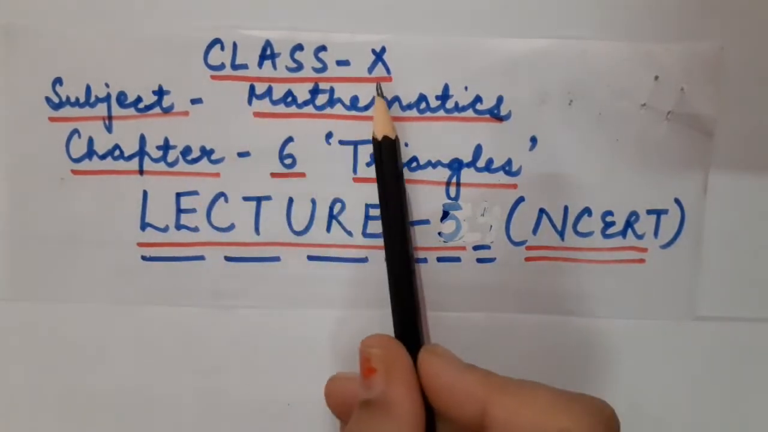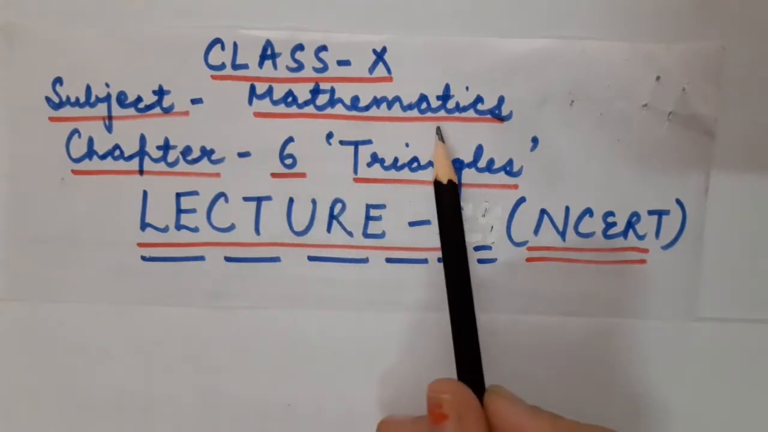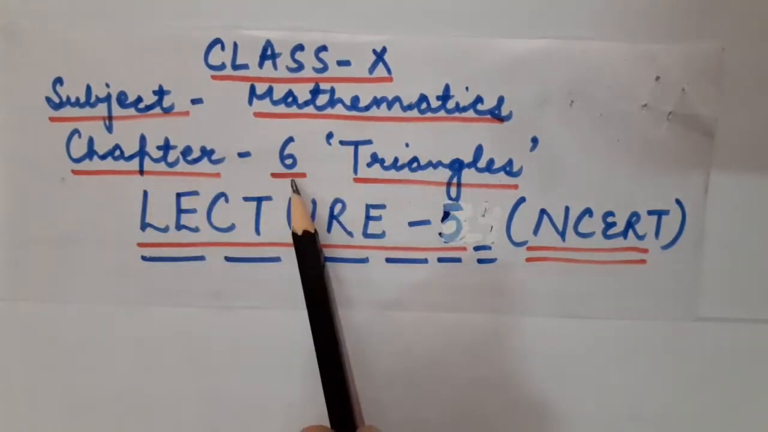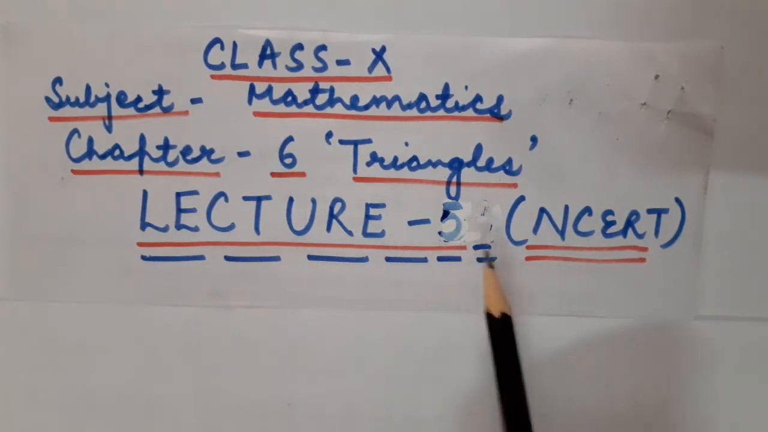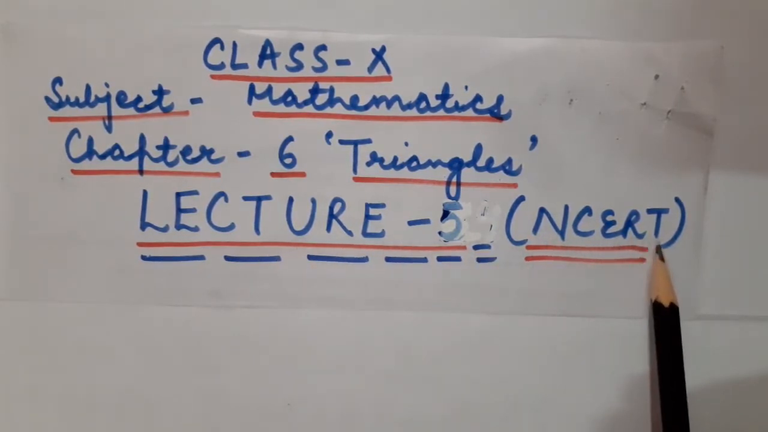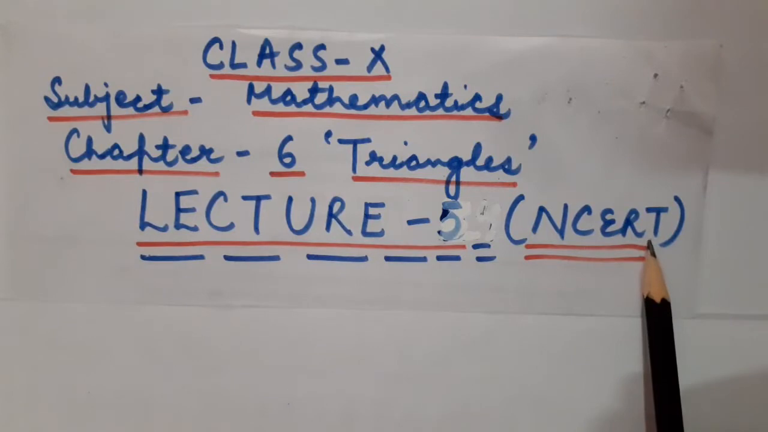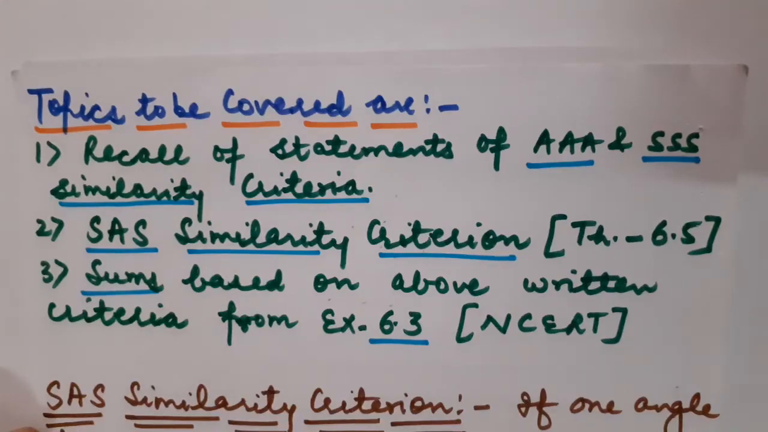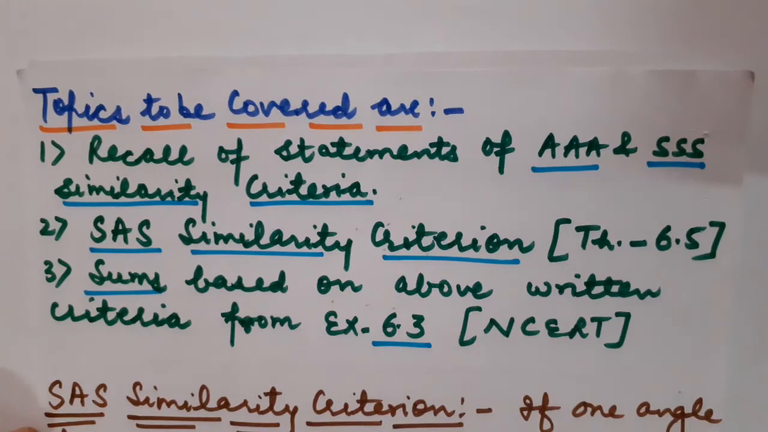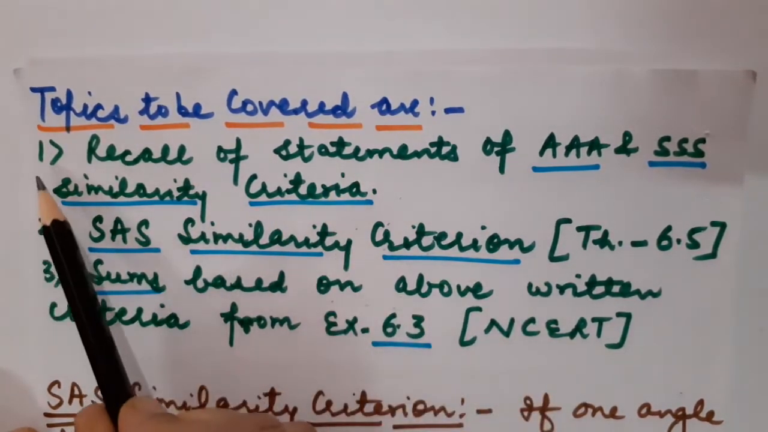This is class 10th, subject mathematics, chapter number 6, triangles, and lecture number 5. Children, the content I am going to cover is from your textbook, that is NCERT. In today's lecture number 5, the topics which I am going to cover are, number 1.